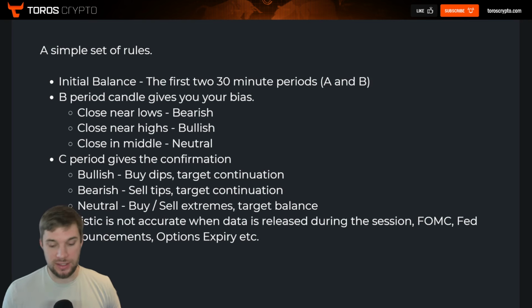The statistic is, like I just said a minute ago, not accurate when data is released during the session. For example, FOMC, Fed announcements, options expiry, etc. So that goes over all of the important stuff that you need to be aware of straight away. And let's just go to TradingView now and take a look at things.